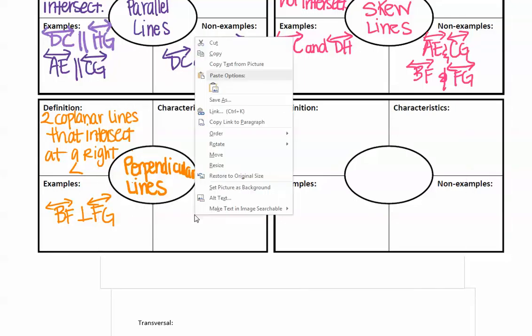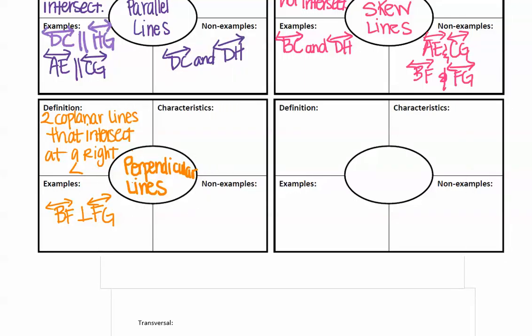We could talk about a non-example being any of the parallel lines, right? We could put AE and CG, or I'll put the C second, doesn't matter. Those would be parallel to each other, and so not perpendicular. Or we can include the skew ones. Okay.